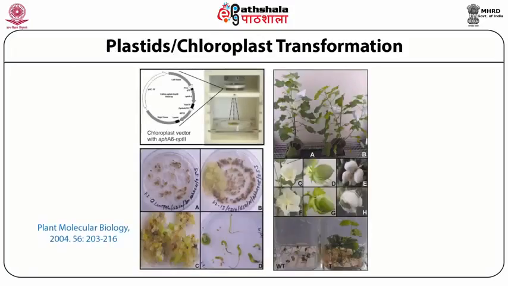So how does plastid and chloroplast transformation take place? In the first panel on the left-hand side, we have shown a chloroplast vector which we coat over the gold particle, and then it is propelled with force using helium gas. It is propelled at high speed, punctures through the leaf tissues and integrates into the chloroplast.